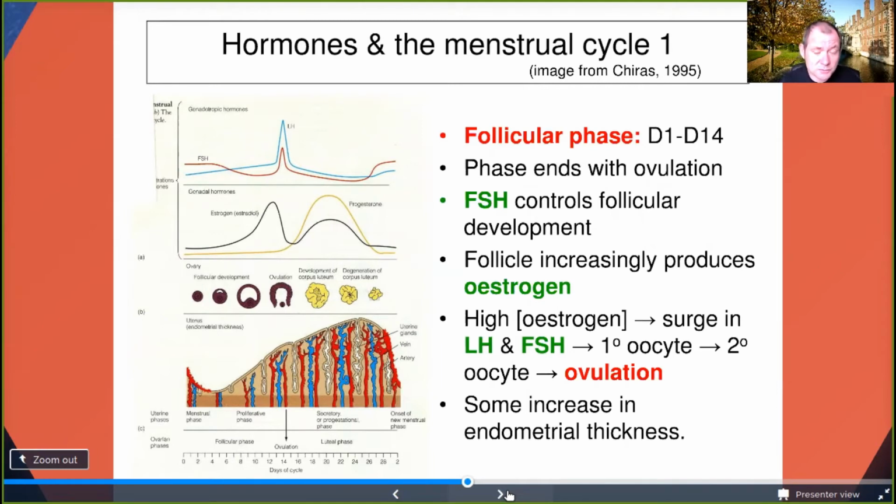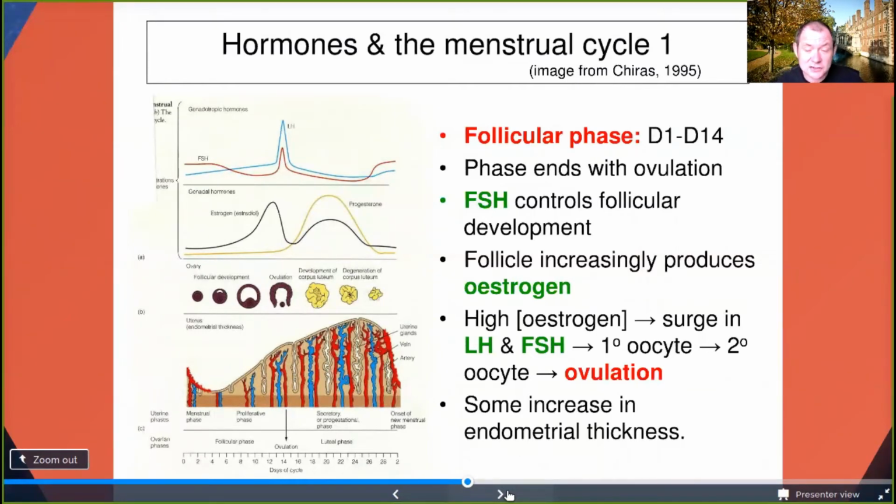This is all controlled by a hormone known as FSH, follicular stimulating hormone. So the brain contains an endocrine gland called the hypothalamus. The hypothalamus produces something called gonadotrophin releasing hormone. And gonadotrophin releasing hormone controls the release by the pituitary gland of FSH, follicular stimulating hormone, and LH, luteinizing hormone.